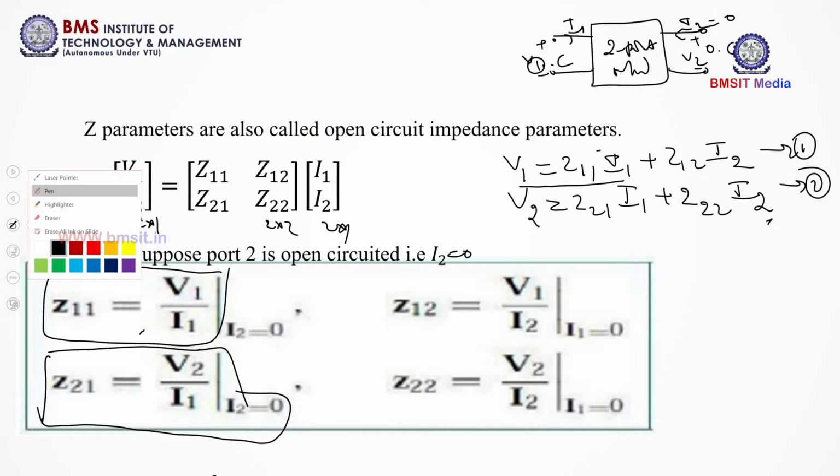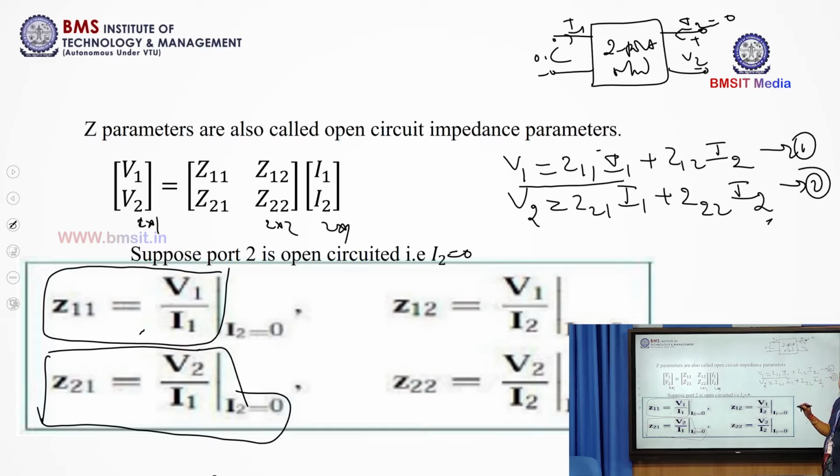Okay. I will open circuit the input port and connect the source to the second port, the output port. So what does that mean? That means I1 will be equal to 0 now. Again consider the first two equations. In this we have to consider I1 equal to 0.